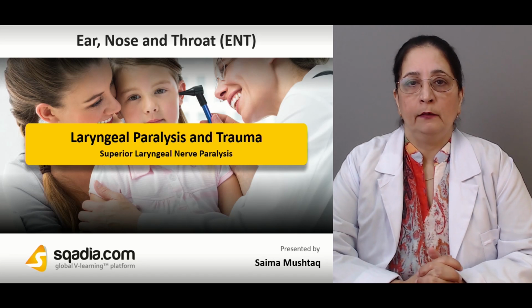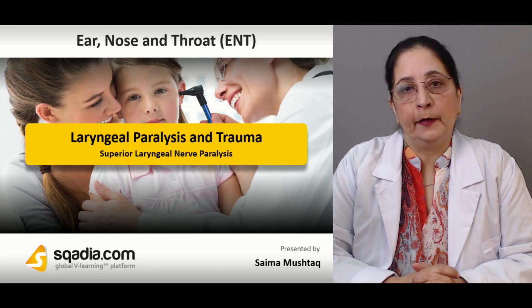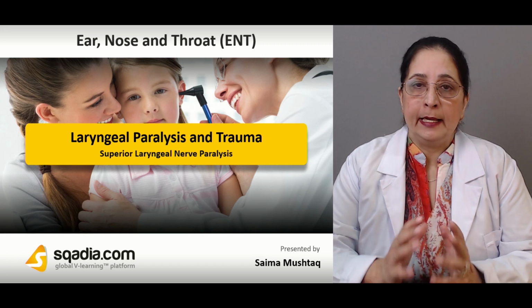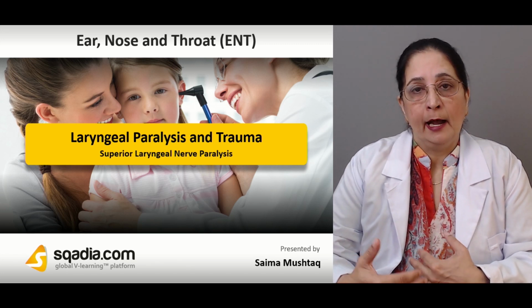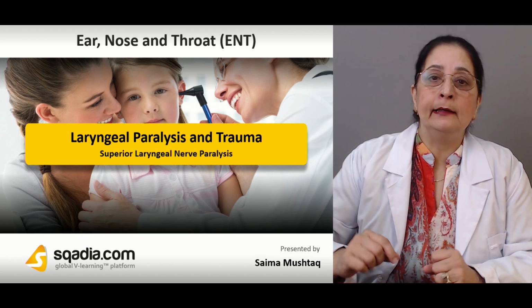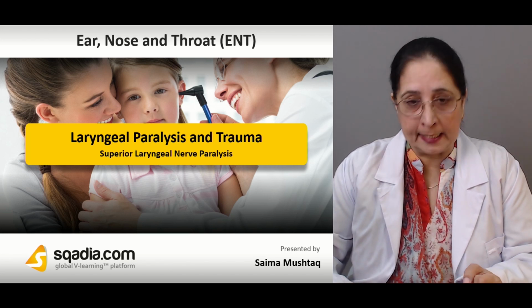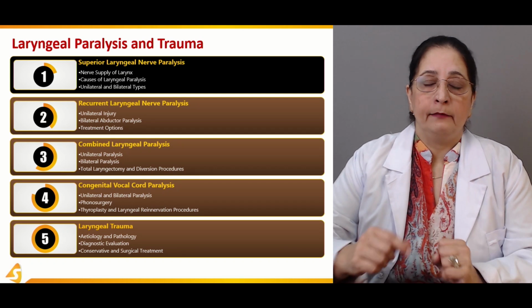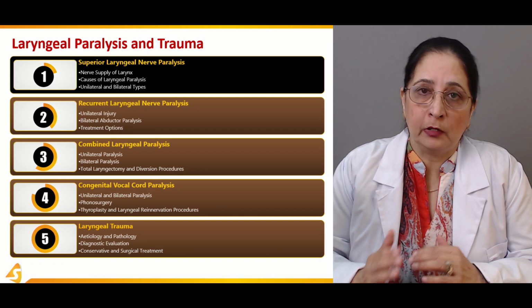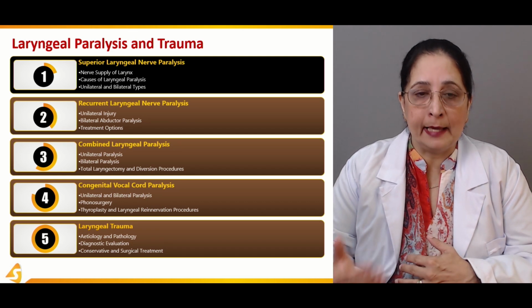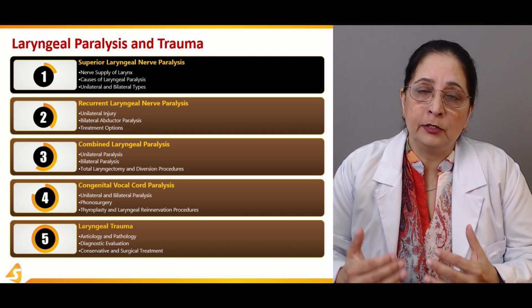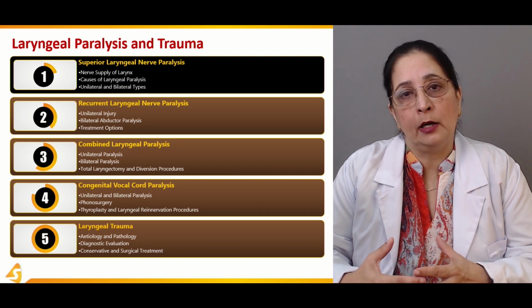Let's begin with our lecture, Laryngeal Paralysis and Trauma. And in the first section now, we will discuss mainly the effect of the superior laryngeal nerve paralysis. We will talk about the effects of superior laryngeal paralysis on the larynx, and then we will also discuss the nerve supply of the larynx.